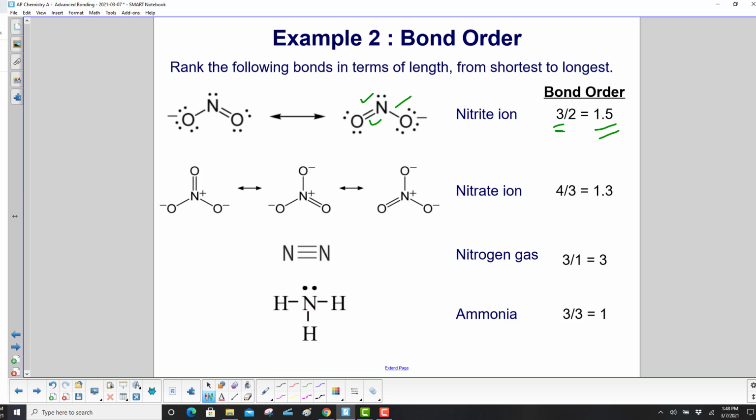For the nitrate ion, 2, 3, 4. 4 bonds, 3 atoms. 4 divided by 3, we'll just round it to 1.3. Nitrogen gas, 3 bonds, 1 atom. 3 divided by 1 is 3. And finally, ammonia. We have 1, 2, 3 bonds and 3 atoms. 3 divided by 3, 1.